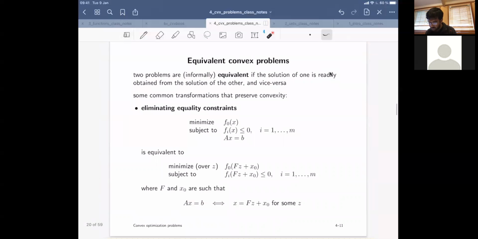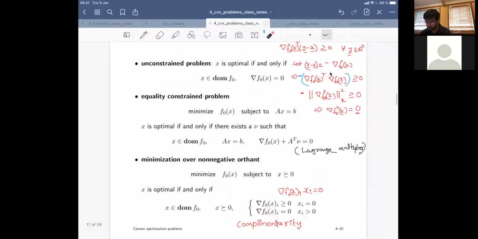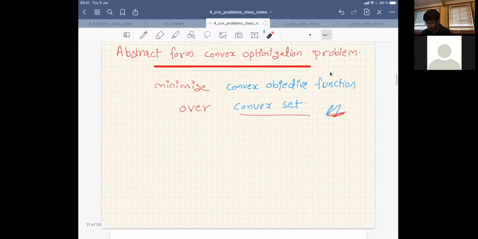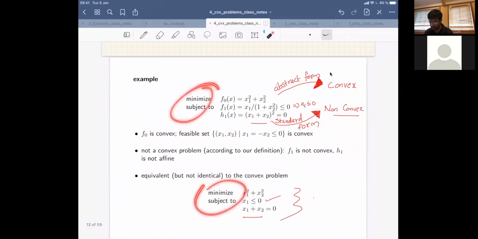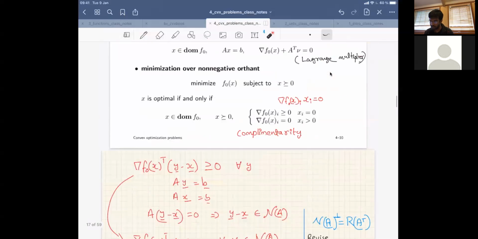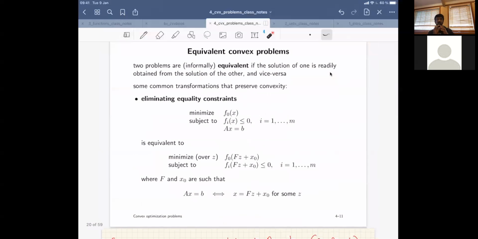Now, equivalent convex problems, next topic. We already saw one case of this, in the standard form. Here we saw that this problem is equivalent to this problem. When do you say that a problem is equivalent? It's not identical. Identical means it has to be the same problem. Informally, we have a problem which is a bit difficult to solve, but you found another problem which gives the exact solution. If you solve this, you will get the other one, but it's not the same problem. In that case, these are equivalent problems. That's all. This is an informal way of saying things, but this is enough.